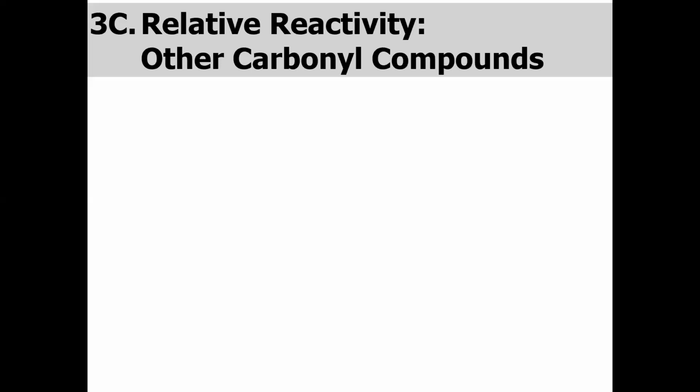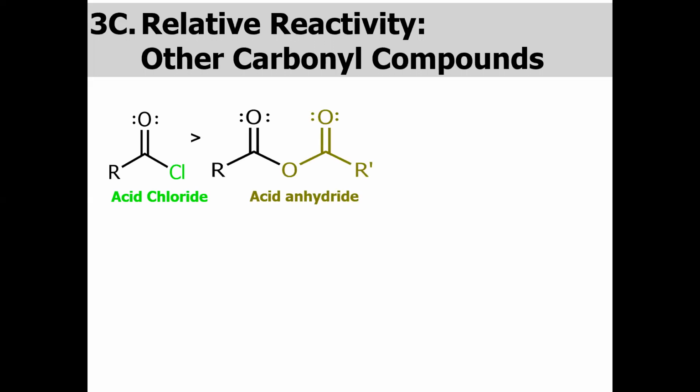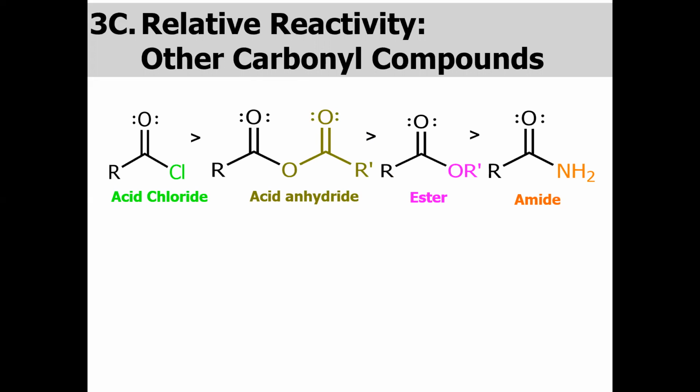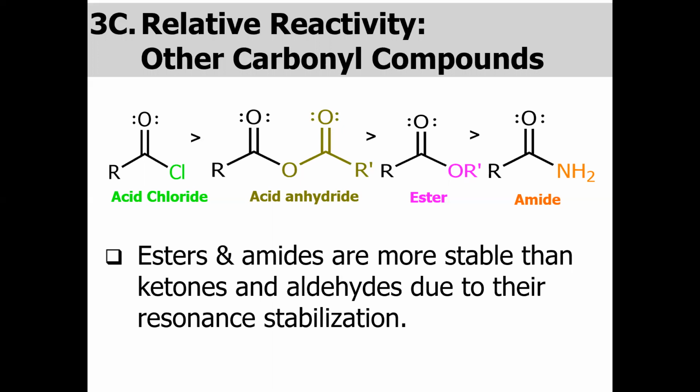Now let us discuss the relative reactivity of the other carbonyl compounds. If the carbonyl carbon is bonded with a halogen like chlorine, which is known as acid chloride, it is the most reactive. The second most reactive carbonyl compound is acid anhydride. Then third we have the ester, and the fourth one we have the amide. Now, what is the reason behind this? Keep in mind, I haven't yet placed aldehyde and ketone. In comparison, aldehyde and ketone come in between acid anhydride and ester. Esters and amides are more stable than ketones and aldehydes due to their resonance stabilization.